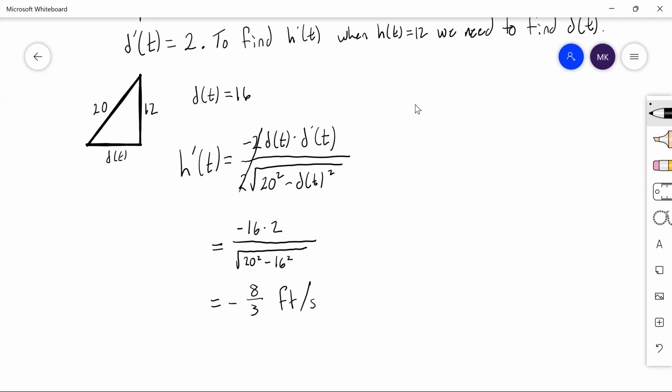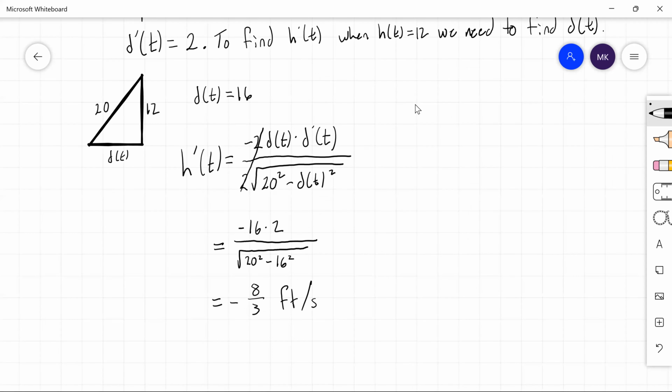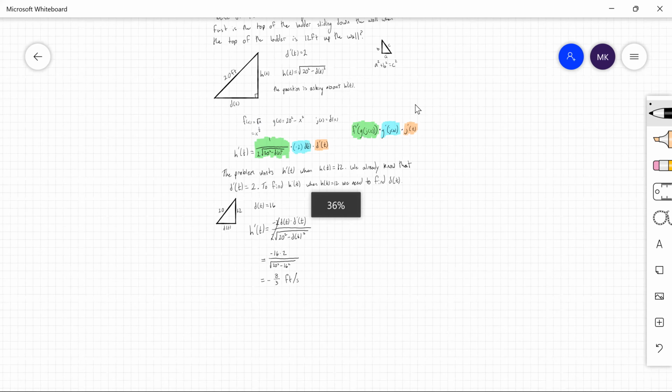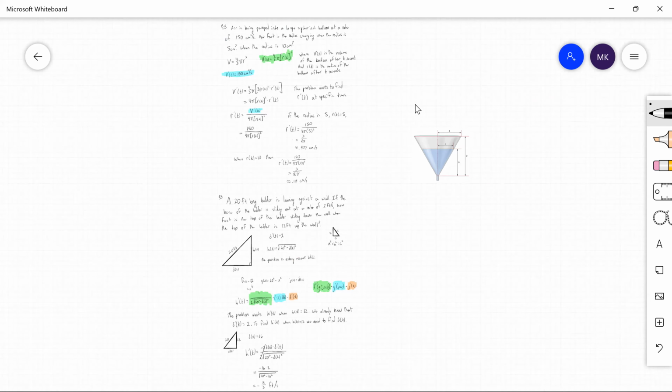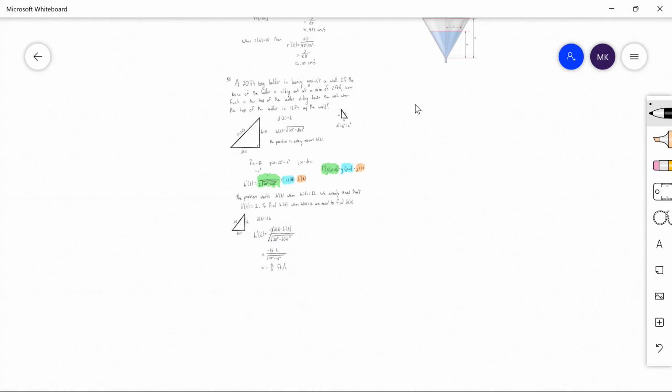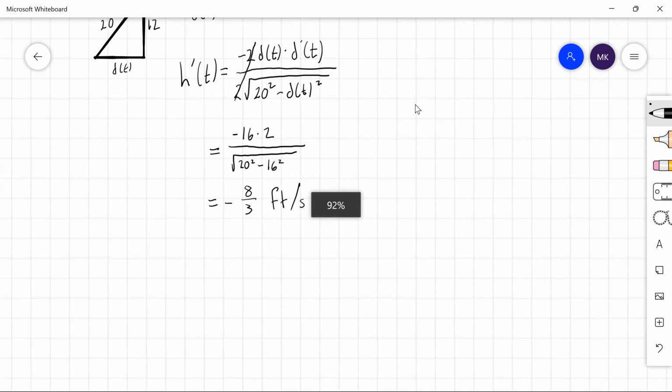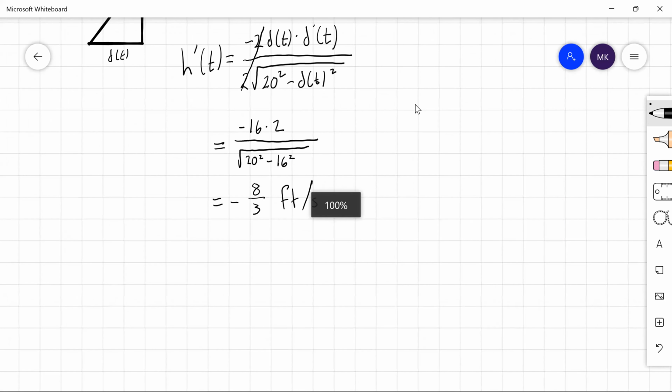Excellent. So our next problem, I'm cheating and I'm copying over. Oh, wait, no, I didn't copy over. Just kidding. That's the funnel one.